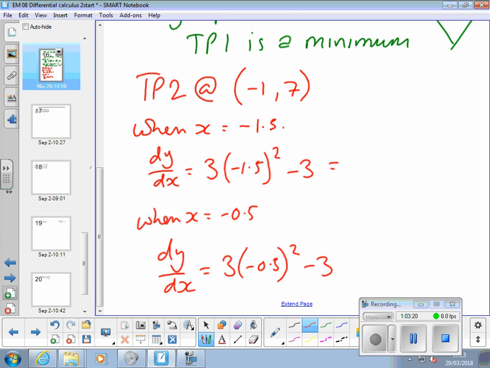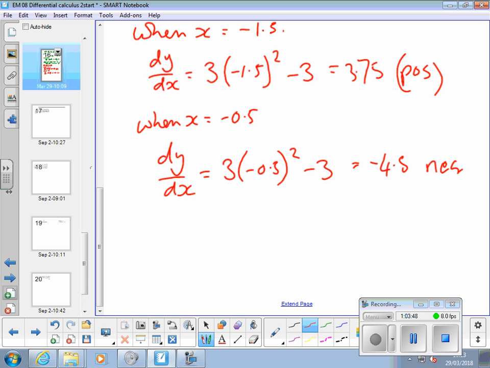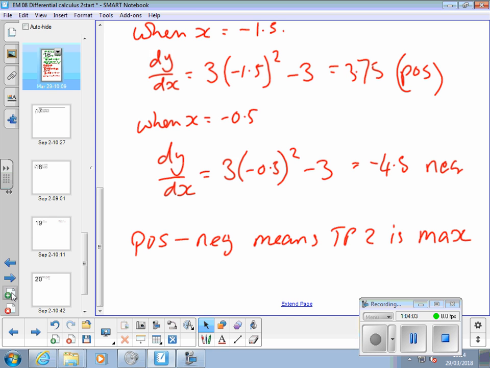And the top one equals, when x is minus 1.5, positive, and when x is minus 0.5, negative. So we're going from positive to negative, which means TP2 is a maximum.